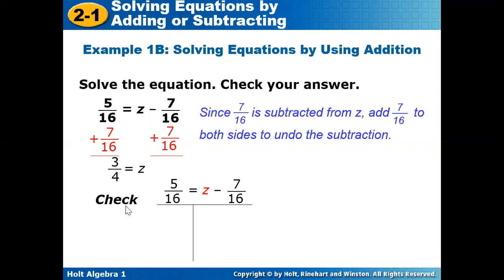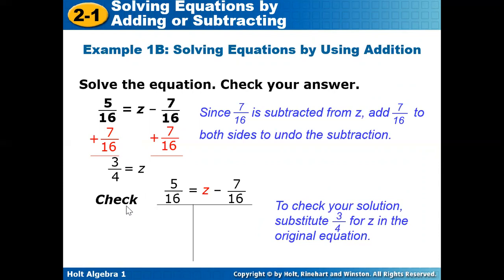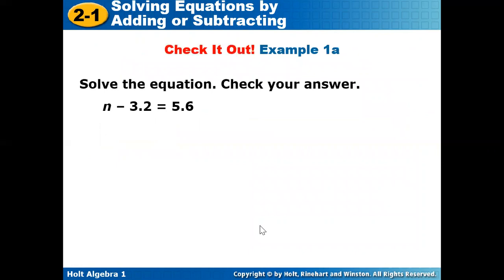Once again, if you check your solution by plugging it in, 3/4 is equal to 12/16. So 12 minus 7 does indeed give us 5. All right, you can try this one on your own. As we're working, just pause to do your steps, and then you can hit play in order to see my steps.